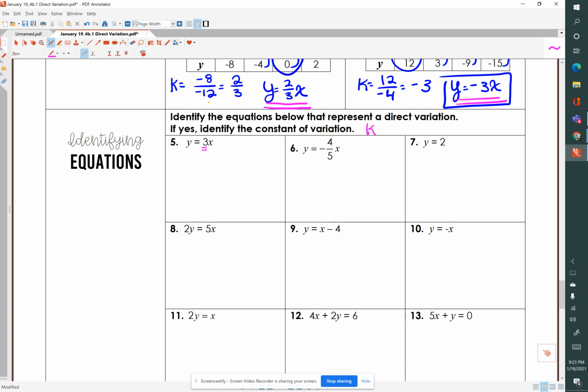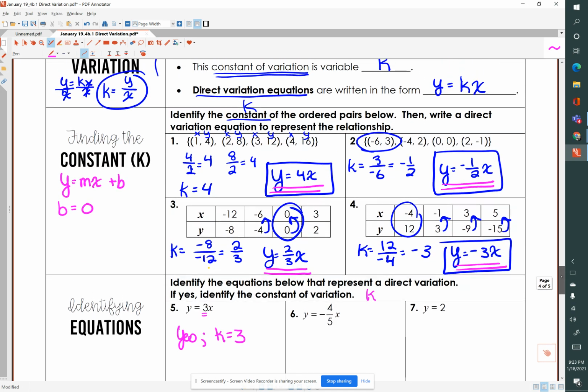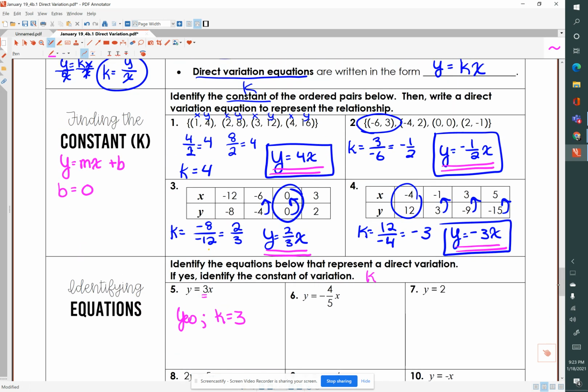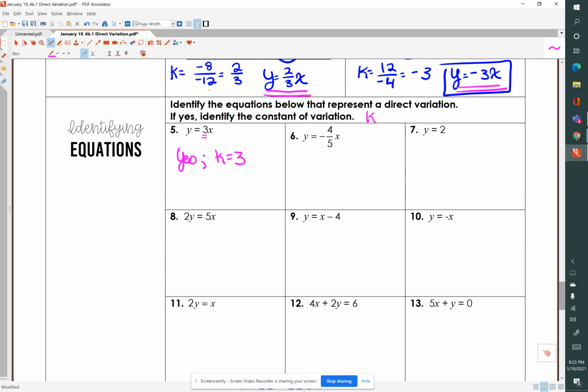And that is a direct variation, and our k equals 3. So we're kind of doing the opposite of what we did in the last exercise. In the last exercise, we were given a k and we wrote the equation. Here we're given the equation and we identify the k. So y equals negative 4/5 x. Yes, that is a direct variation equation, and our k equals negative 4/5.